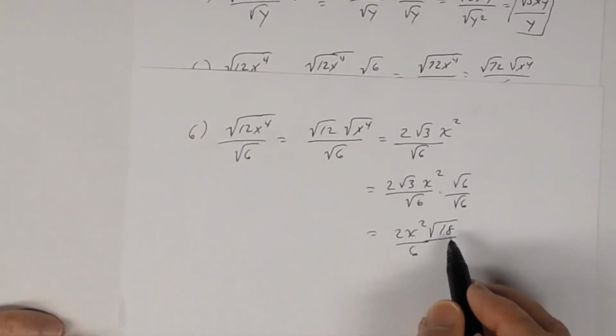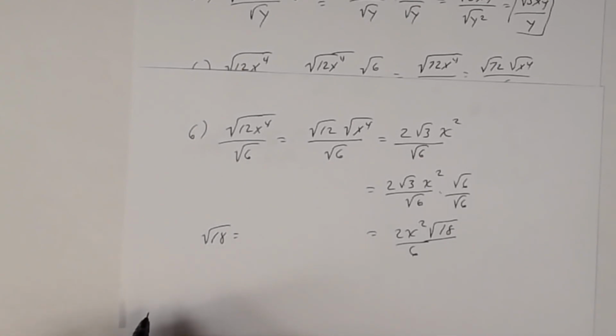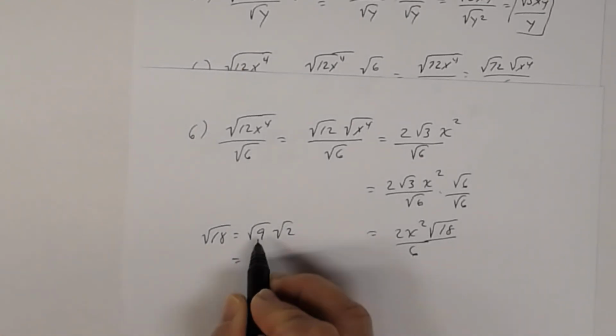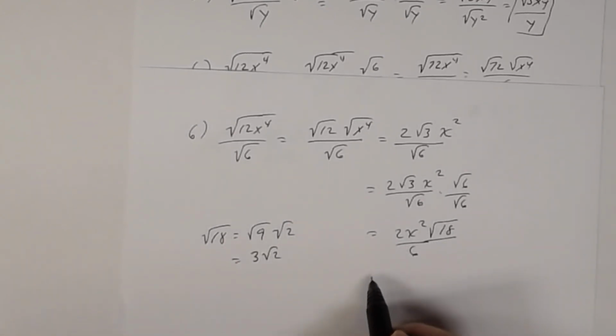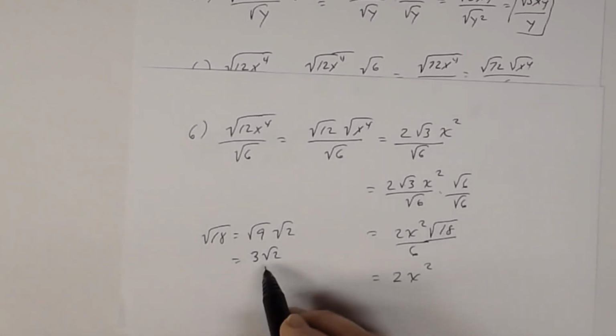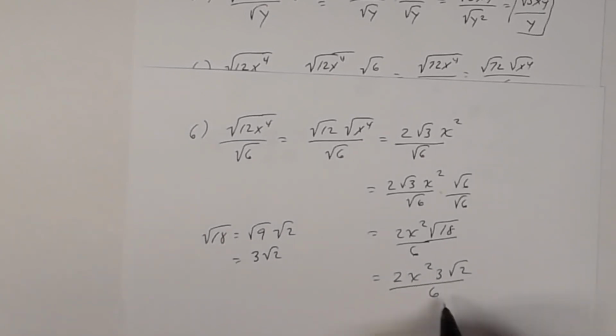Then you go back and simplify the square root of 18. The largest perfect square that goes into 18 is 9, so it's the square root of 9 times the square root of 2. The square root of 9 is 3, so you get 3 square root of 2. So here's what I have: 2 times x squared times 3 square root of 2, divided by 6.